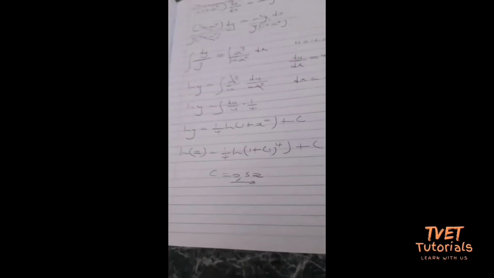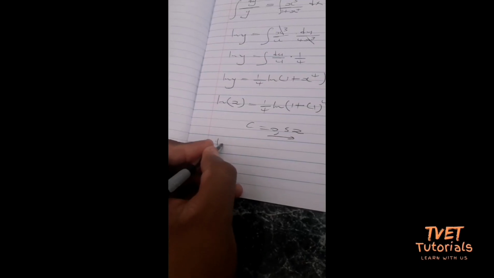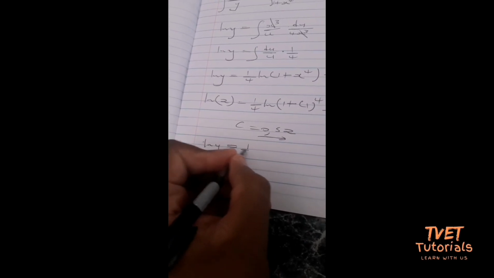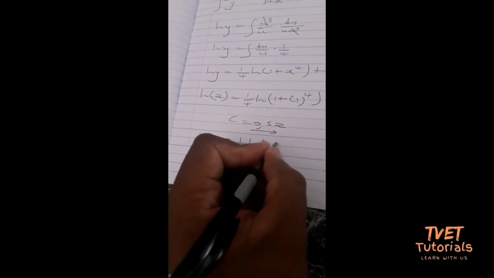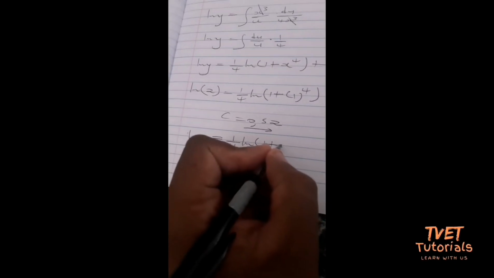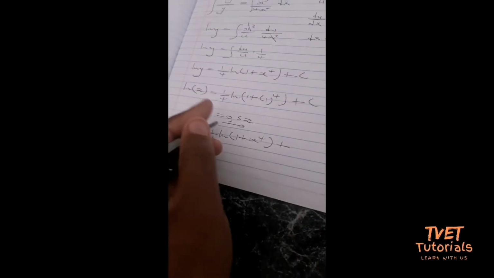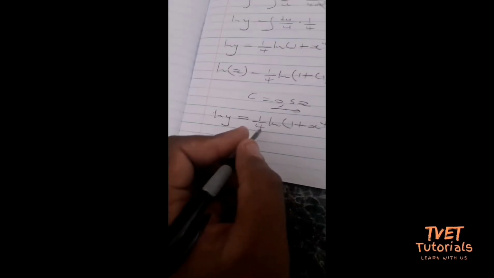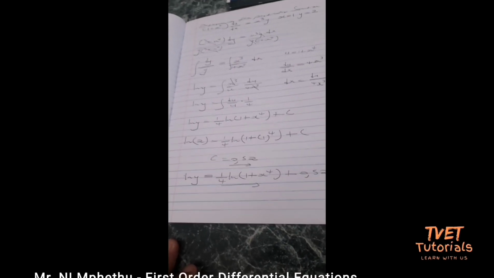Our particular solution of that given differential equation will now become the ln of y equals 1 over 4 the ln of (1 plus x exponent 4) plus the value of c, which is 0.52. So this is our particular solution of that given equation.